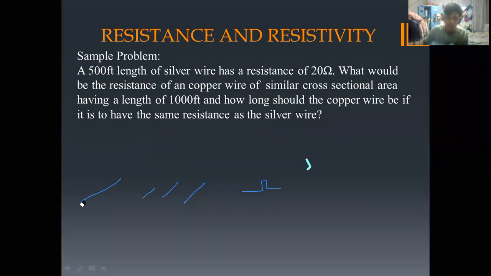Next, our sample problem: a 500 feet length of silver wire has a resistance of 20 ohms. What would be the resistance of a copper wire of similar cross-sectional area having a length of 1,000 feet? And how long should the copper wire be if it is to have the same resistance as the silver wire? So how do we solve this?